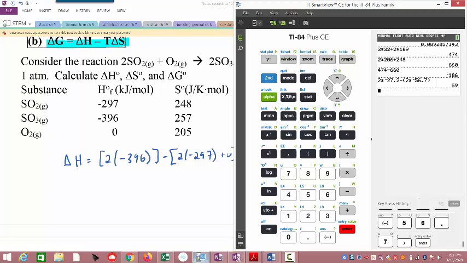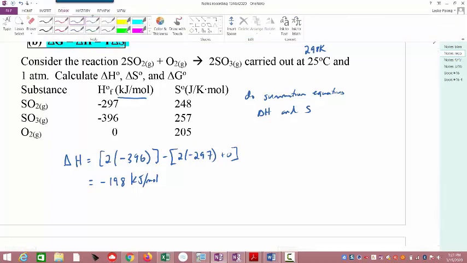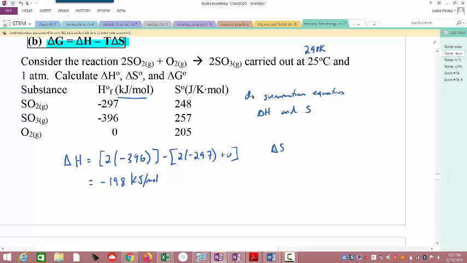So let's get a value for this. 2 times negative 396 minus 2 times negative 297. So negative 198. Okay, and that is in kilojoules per mole. Trying to make that K look lowercase. I'm not doing a very good job. All right, so now for our delta S.